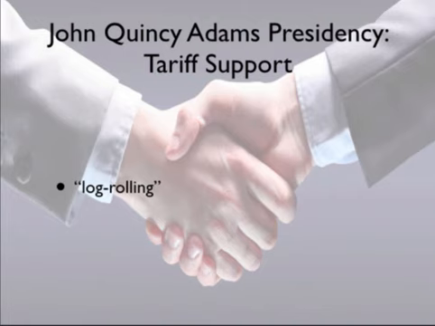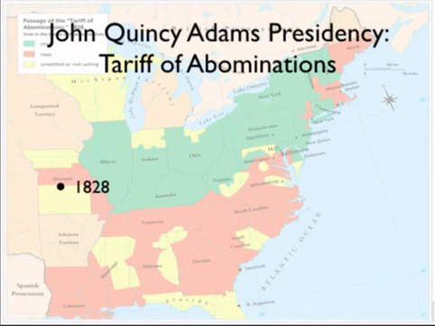What we see is what we call log rolling. Congressmen begin to trade votes. They begin saying, you support my bill, I'll support yours. And what we see is in 1828, tariffs are raised across the board. This new set of tariffs is collectively called the Tariff of Abominations, like Abominable Snowman. It's called the Tariff of Abominations, especially in the South, where you can see it was strongly opposed. Nonetheless, it goes into effect, and it is in place in 1828 and will remain in effect when Andrew Jackson takes office in 1829.